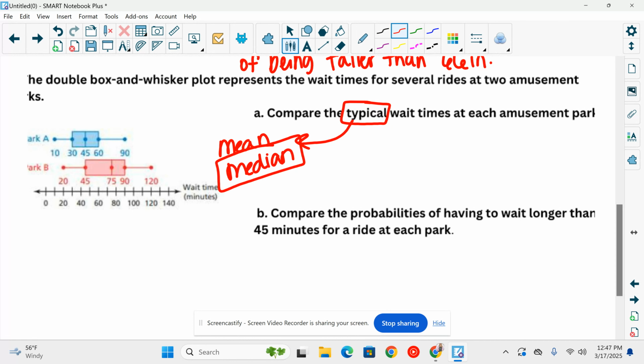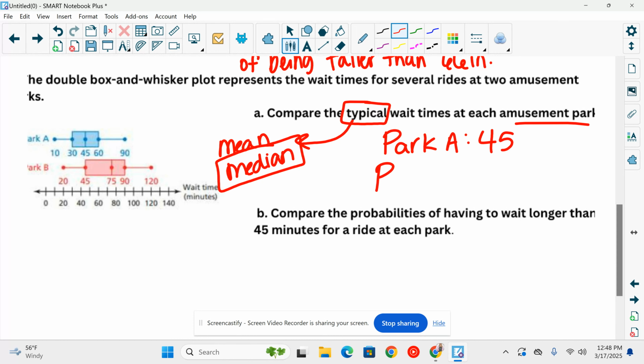Now if this was a dot plot, could we find the mean? Yeah, because then we would have every point in the data list. But because we don't have every point in the data list, we can't calculate the mean. So we have to find the median. So we want to compare the median of each amusement park. So in Part A, what's the median? 45. A 45-minute wait is the typical wait.